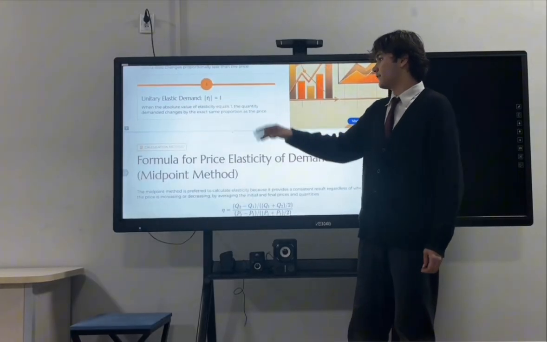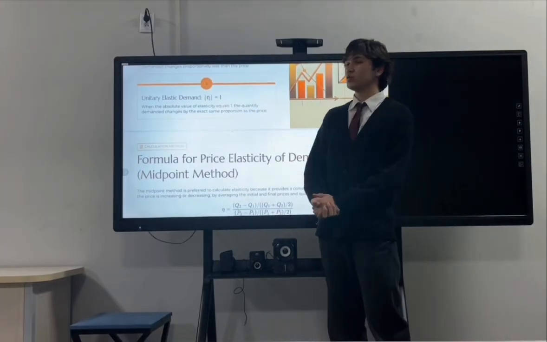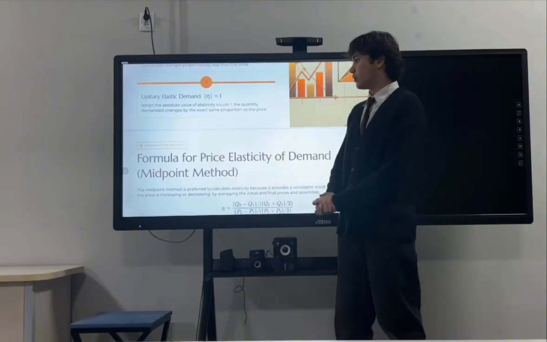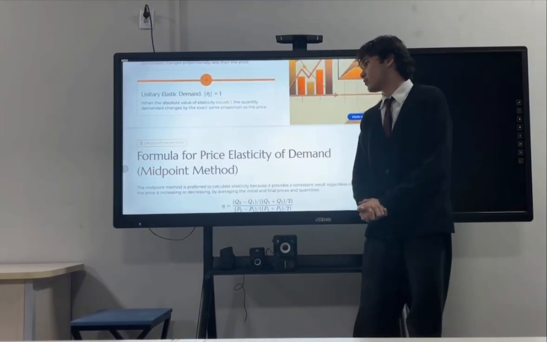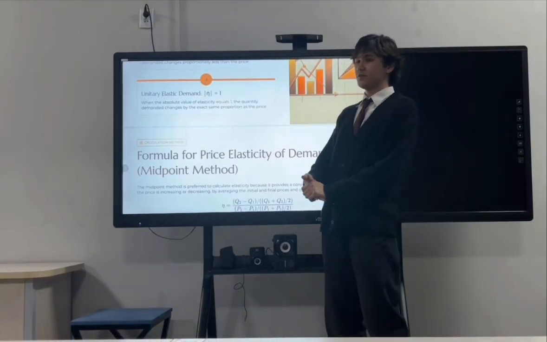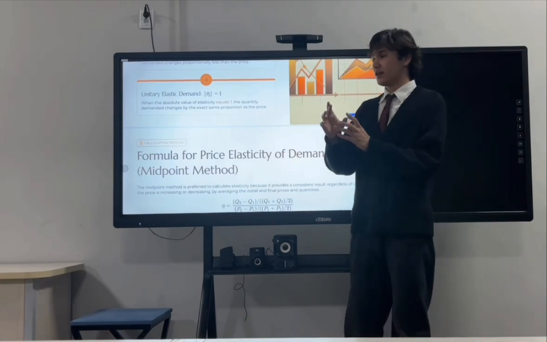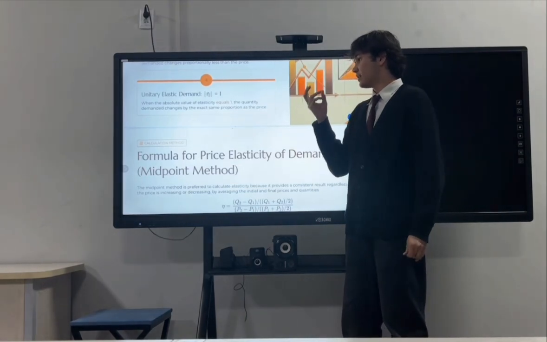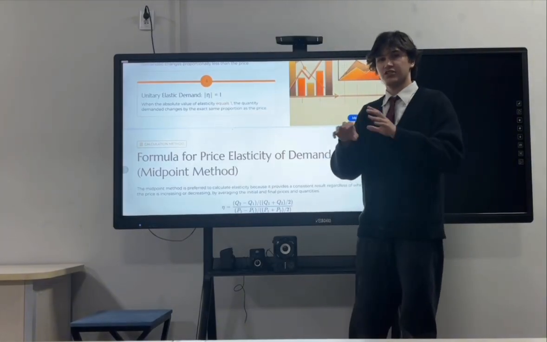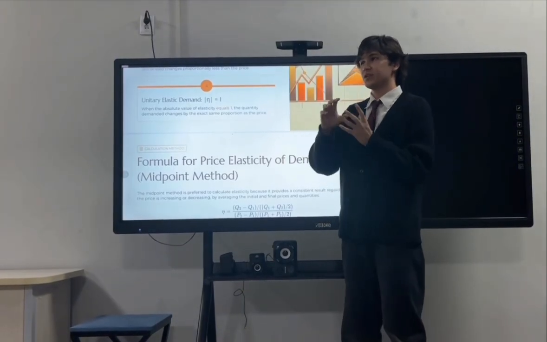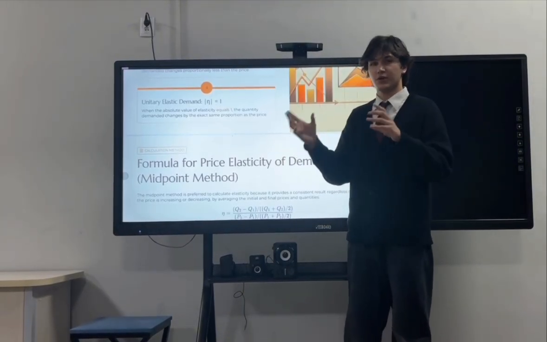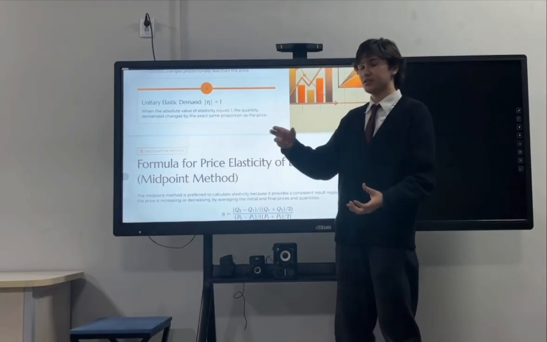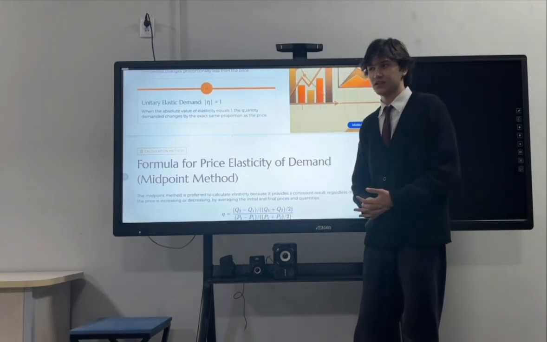Unitary elastic demand. If our absolute value equals 1, that means the quantity demanded changes by exactly the same proportion as the price. For example, if the price changes by 5%, the demand also changes by 5%.